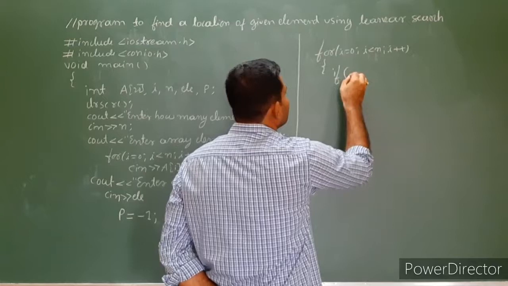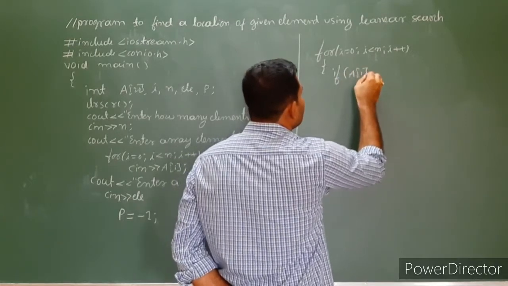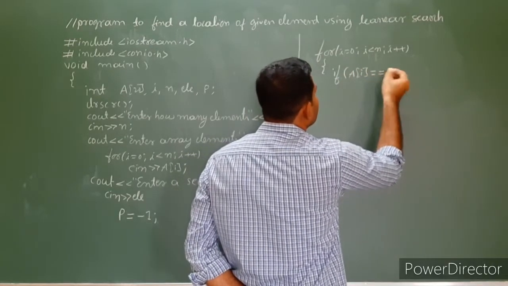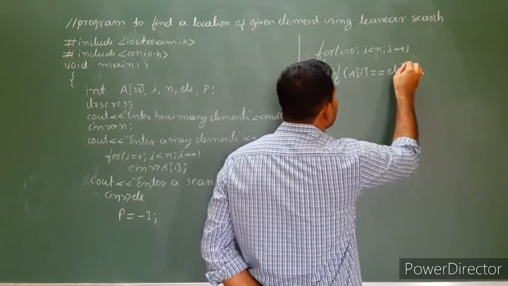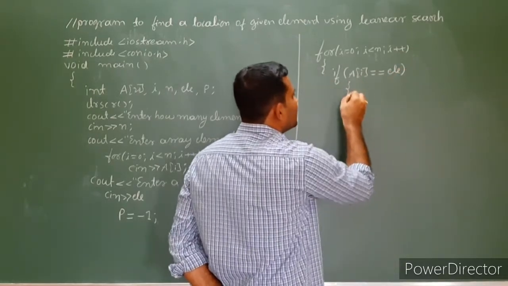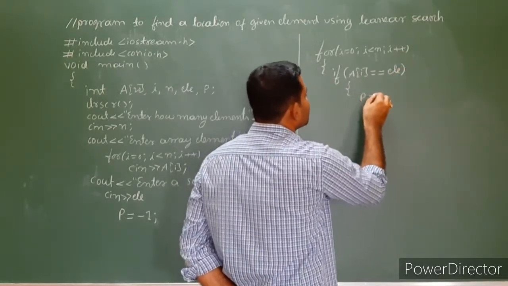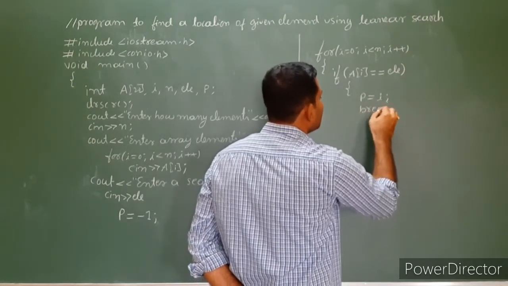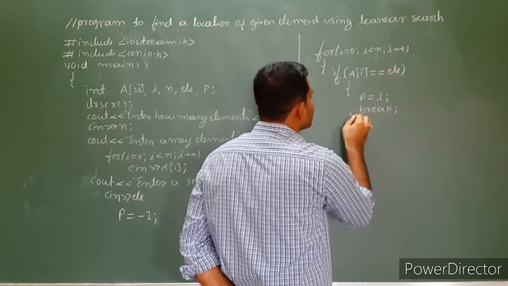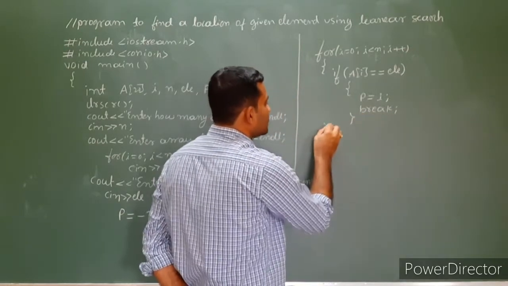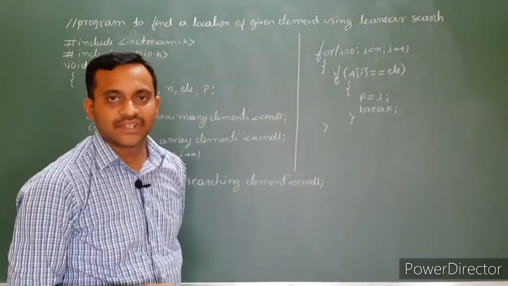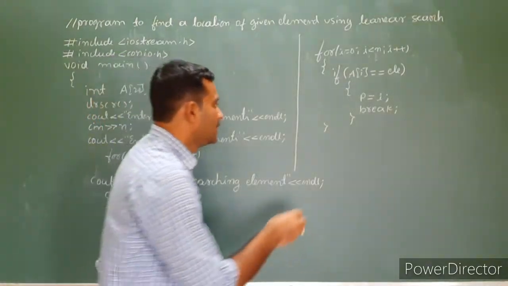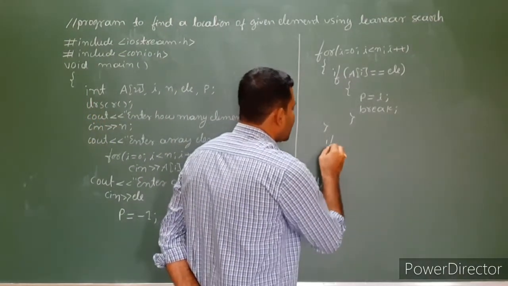Inside that, if a[i], the array element, is equal to the searching element. If it is equal, note down the position, that is position equals i. At the same time, insert the unconditional control statement, that is break. Close the for loop: close the if and close the for loop. After that, take a decision.